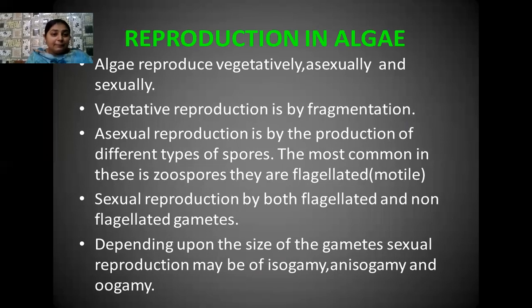And sexual reproduction takes place by both flagellated and non-flagellated gametes. Depending upon the size of the gametes, sexual reproduction may be further categorized as isogamy, anisogamy and oogamy.